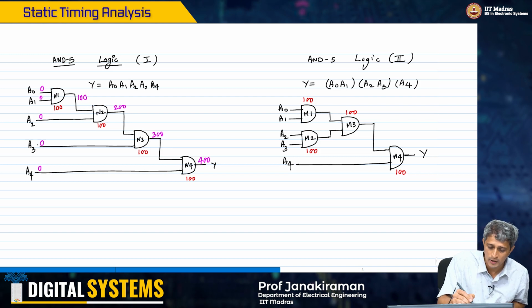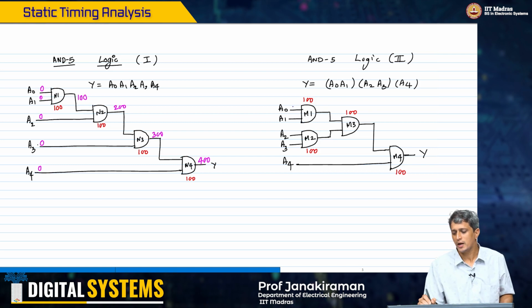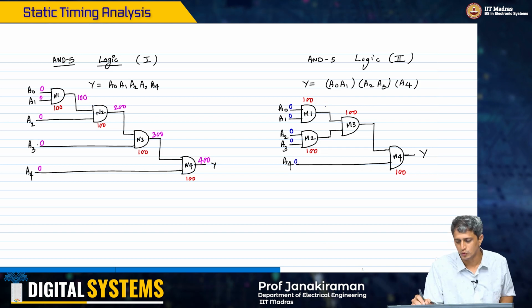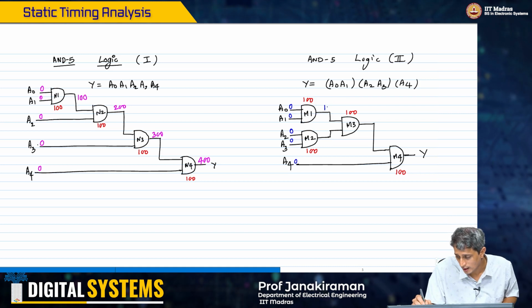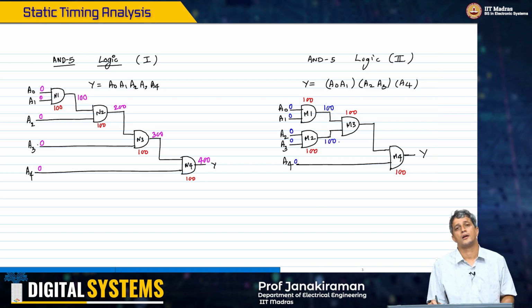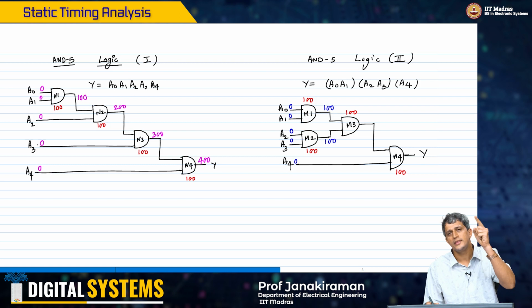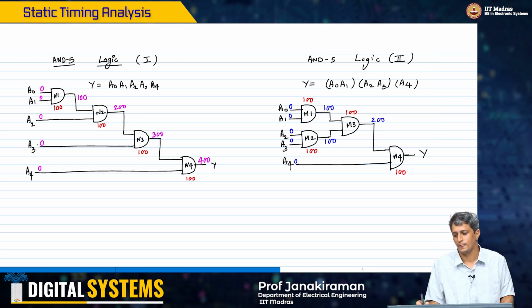Okay, now just look at the corresponding implementation on the right hand side. I will write the arrival times in blue. A0, A1, A2, A3 all arrive at 0. Therefore the output of M1 will stabilize after 100. Output of M2 will also stabilize after 100. Now M3 sees two inputs arriving at 100 and 100, and then there is a delay of 100. So this will stabilize after a delay of 200.